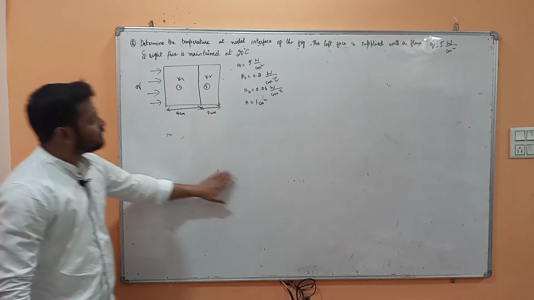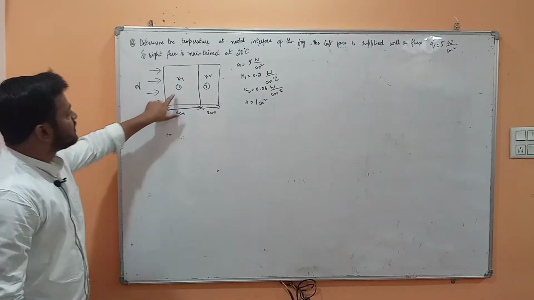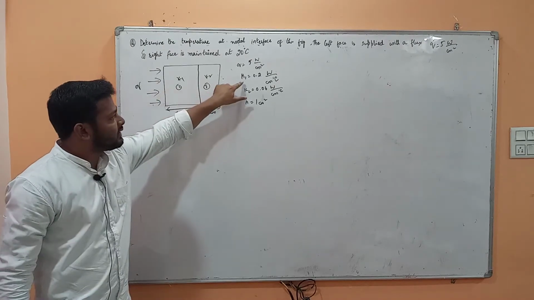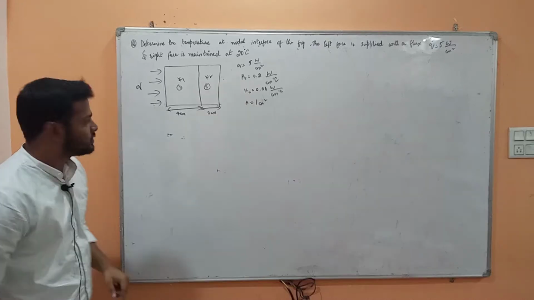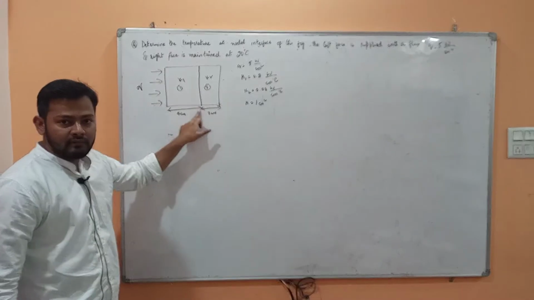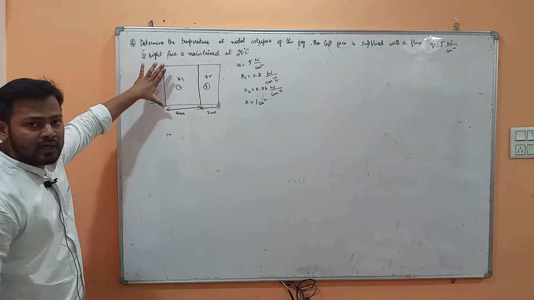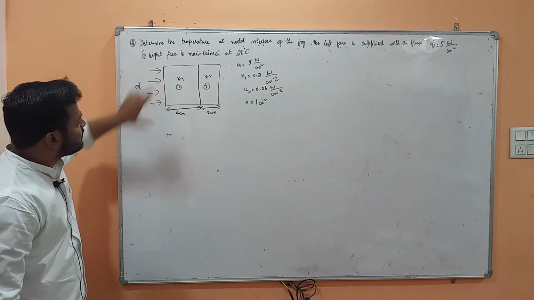So we are going to solve one more problem on walls. There are two walls, wall 1 and wall 2. Wall 1 has a thermal conductivity K1 and wall 2 has a thermal conductivity K2, whose values are given in the question. The length of wall 1 is 4 centimeter and the length of wall 2 is 2 centimeter. And there is a flux load acting on the left face of the wall.